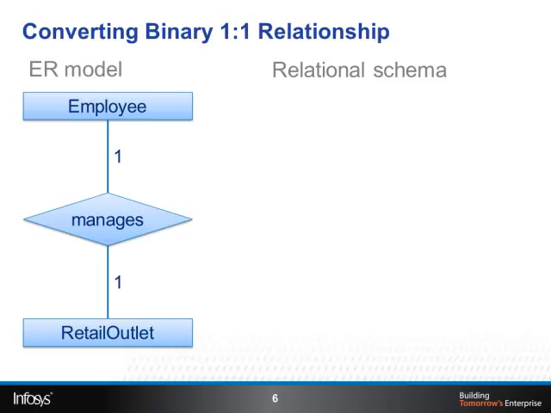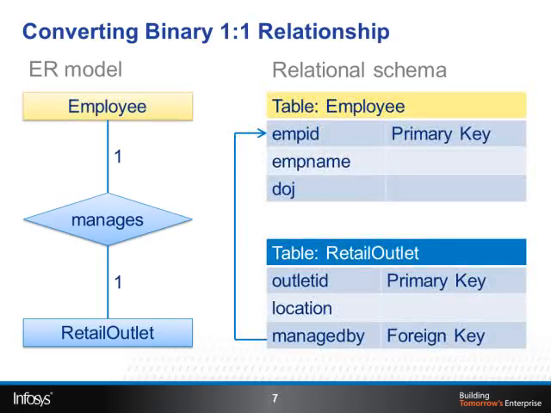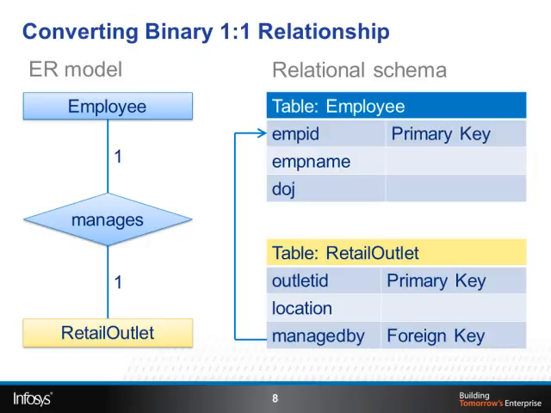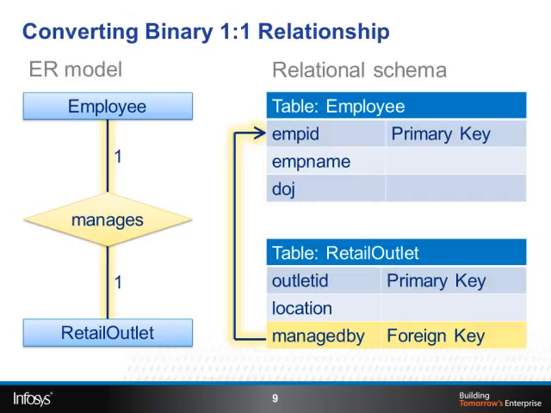As seen before, entity employee is modeled to a table in the relational model as shown, and same with the entity retail outlet. Now, to convert the relationship manages to relational model, a column managed by is added to the retail outlet table, which references the primary key of the table employee. Thus, the relational schema for the scenario employee manages retail outlet is as shown.